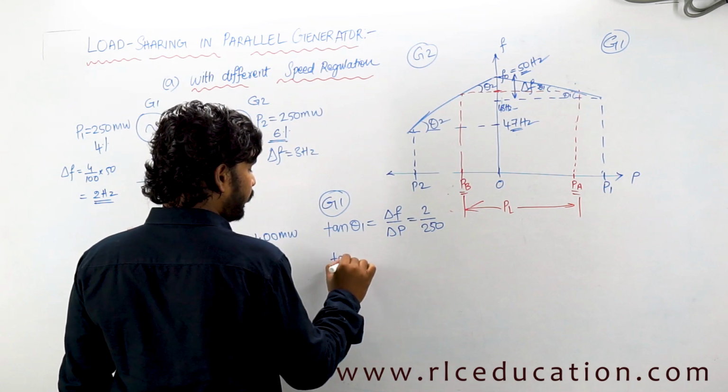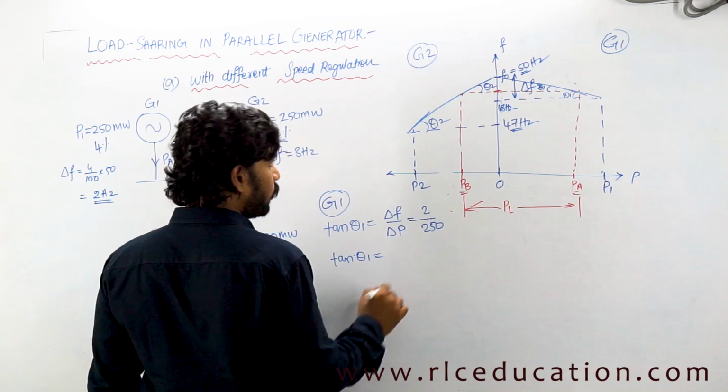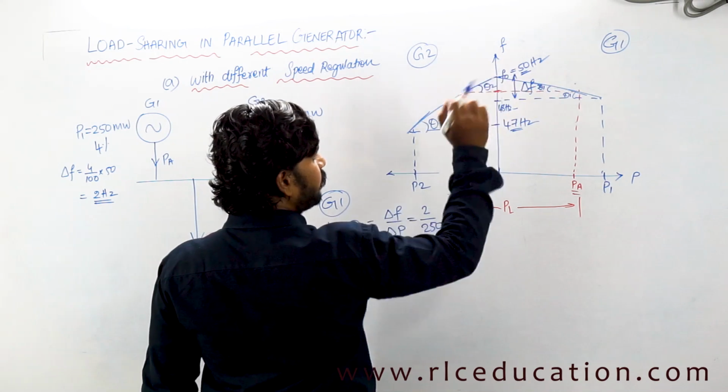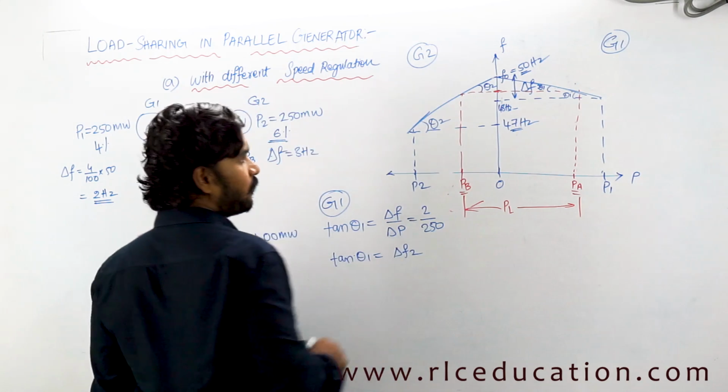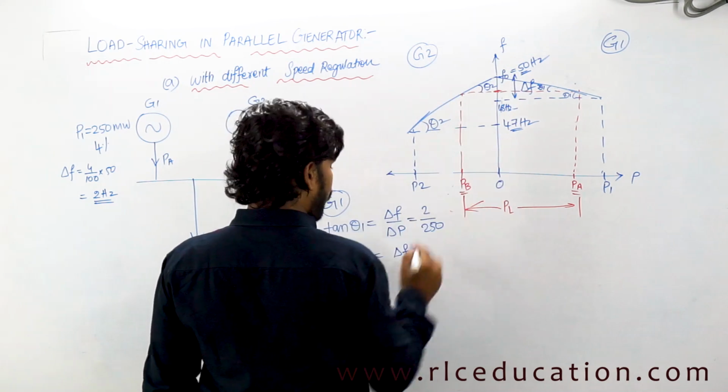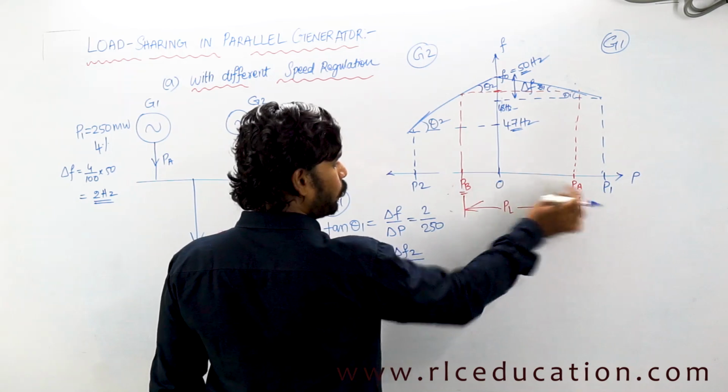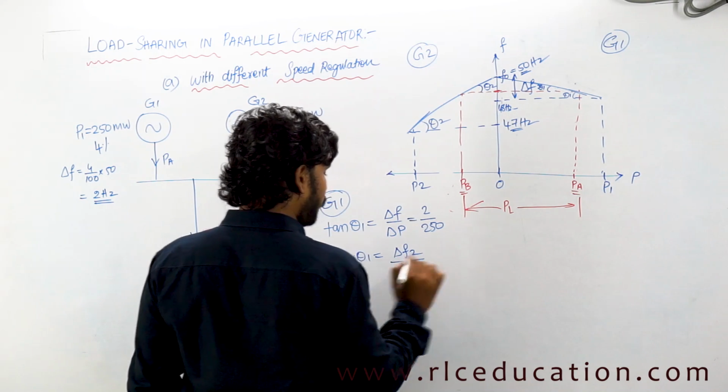The tan theta of the smaller triangle would be equal to what? Change in frequency, which I don't know and have to find out, delta F2. And what is the change in load? 0 to PA, isn't it? For the smaller triangle, so PA.